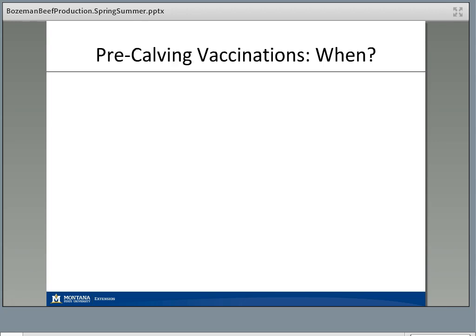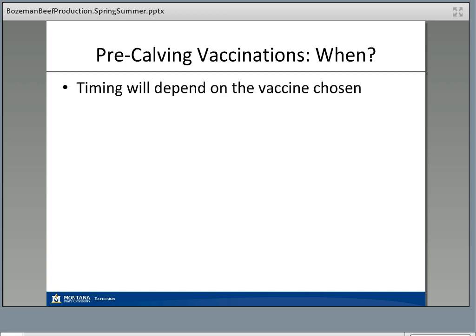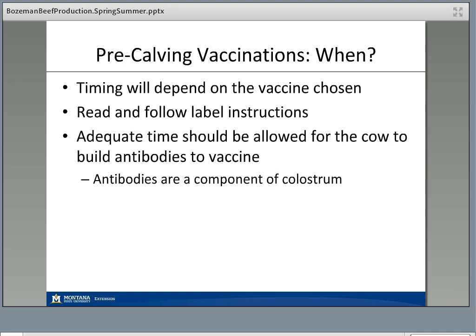So when should you give pre-calving vaccinations? Well, timing is going to depend on what vaccine you end up choosing. And so basically my advice for this and any vaccine, of course, is to read and follow label directions. That will set you up for success. But you do want to remember that adequate time needs to be allowed for the cow to build antibodies to that vaccine, because those antibodies, those immunoglobulins, are that major component of colostrum.